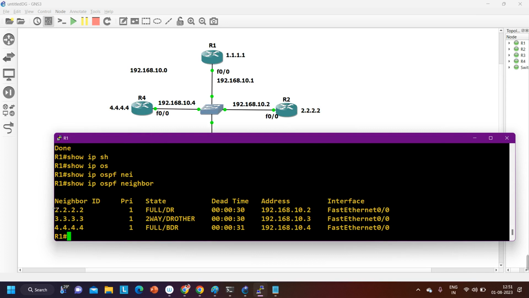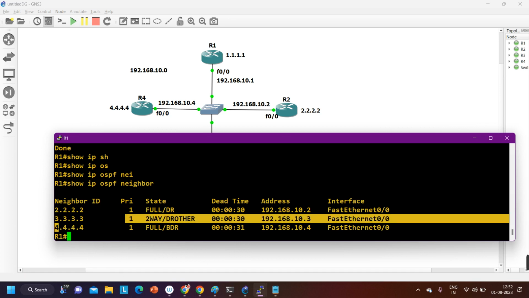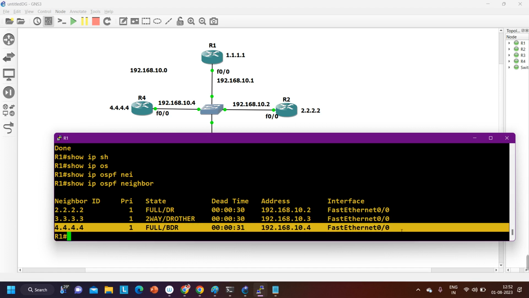Show IP OSPF neighbor. You can see now router 2 is the full DR, because earlier router 2 was BDR. Whenever the DR goes down, which router will become DR? The BDR will become DR. Note the router which has the highest router ID will become BDR. Router 4 has become BDR.